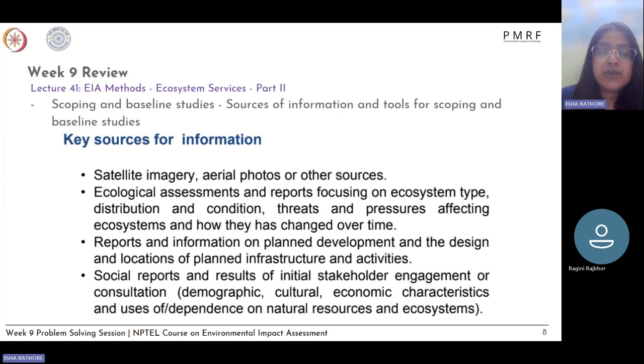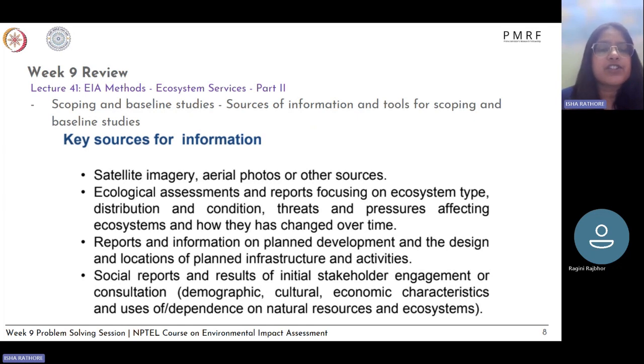So, based on that, key sources for information from where we collect the desktop-based study, where we collect information relating to your baseline study to establish your baseline. We can collect information like satellite imagery, aerial photographs, or other sources. We have several organizations from which you can gather this information. Then we can also have ecological assessments and reports focusing on ecosystem type, distribution, and condition, threats and pressures affecting ecosystem and how they have changed over time.